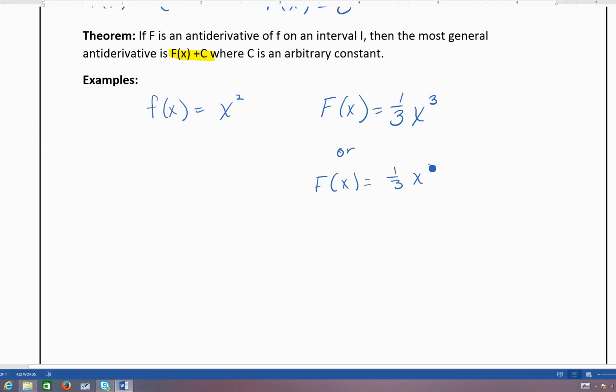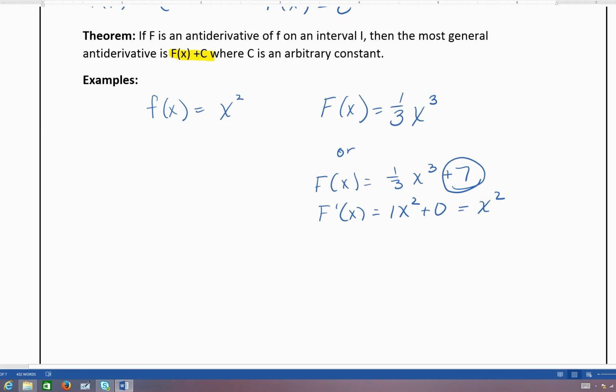Well, what if we had 1/3 x cubed plus 7? If we take the derivative of that, we would take 3 times 1/3, so 1x squared, plus the derivative of 7, which is 0. So that's just x squared. So that's another antiderivative. And there's nothing special about the number 7. That could be any number. We could put negative numbers in there, really big numbers. It wouldn't matter. The derivative of a constant is 0.